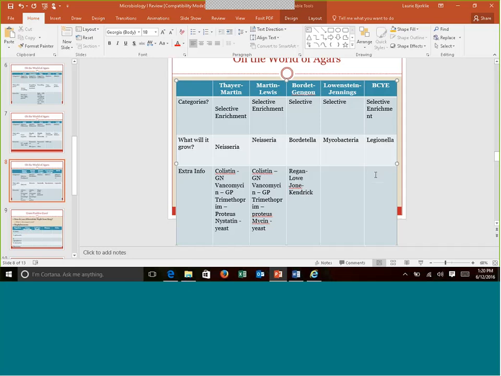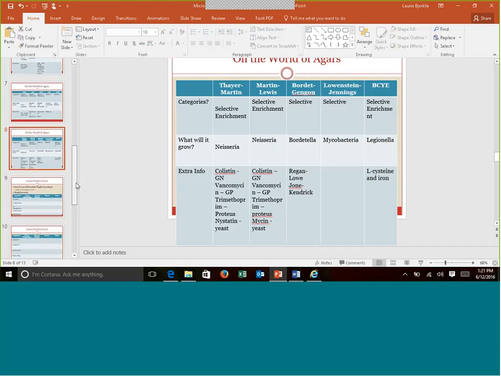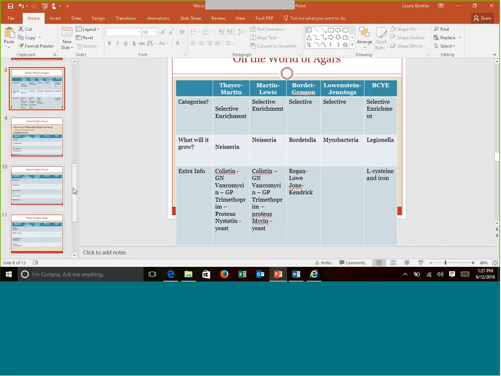So again, Legionella needs L-cysteine and iron. That's why it needs the enrichment part to grow. And we had that whole discussion post on Legionella, so hopefully Legionella is a little bit more familiar to you guys now. Okay, so that's plenty of agars.